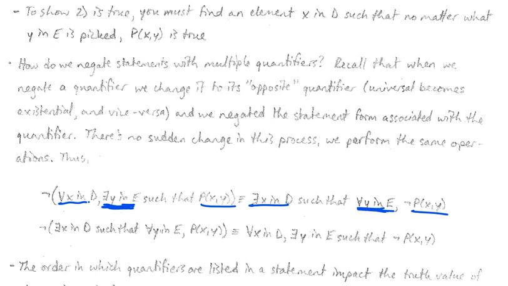Similarly, for the other statement that had multiple quantifiers, the negation of there exists x in D such that for all y in E, P of x comma y, that's the same as for all x in D, there exists y in E such that not P of x comma y. Existential turns to universal. Universal becomes existential, and then take the negative of your statement form which contains predicates.